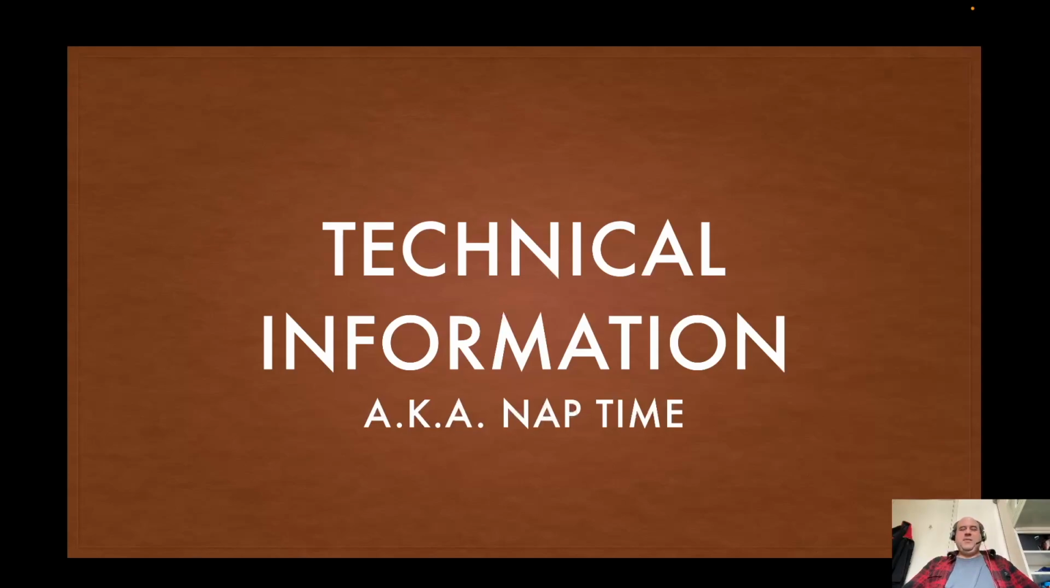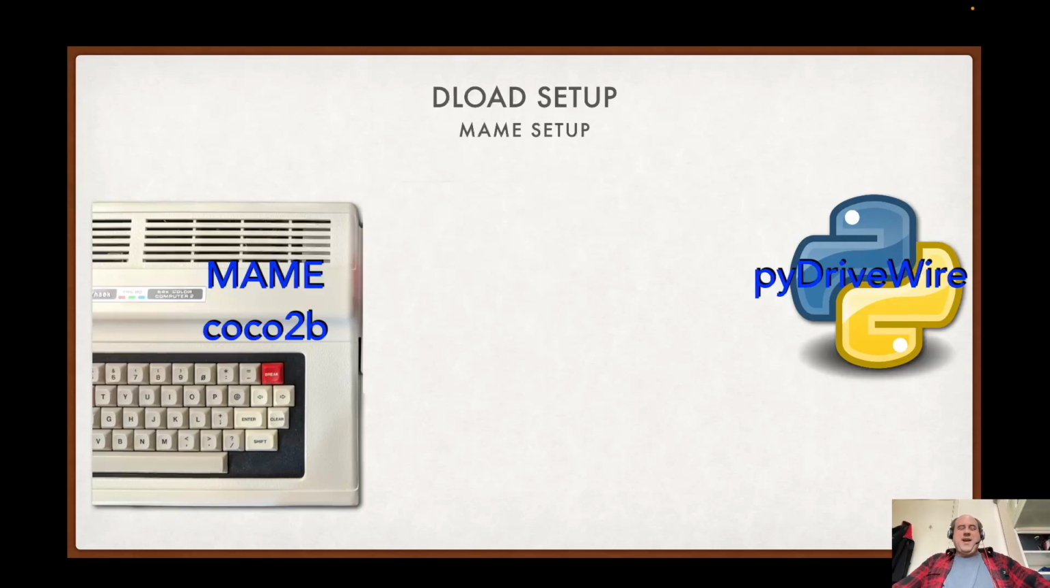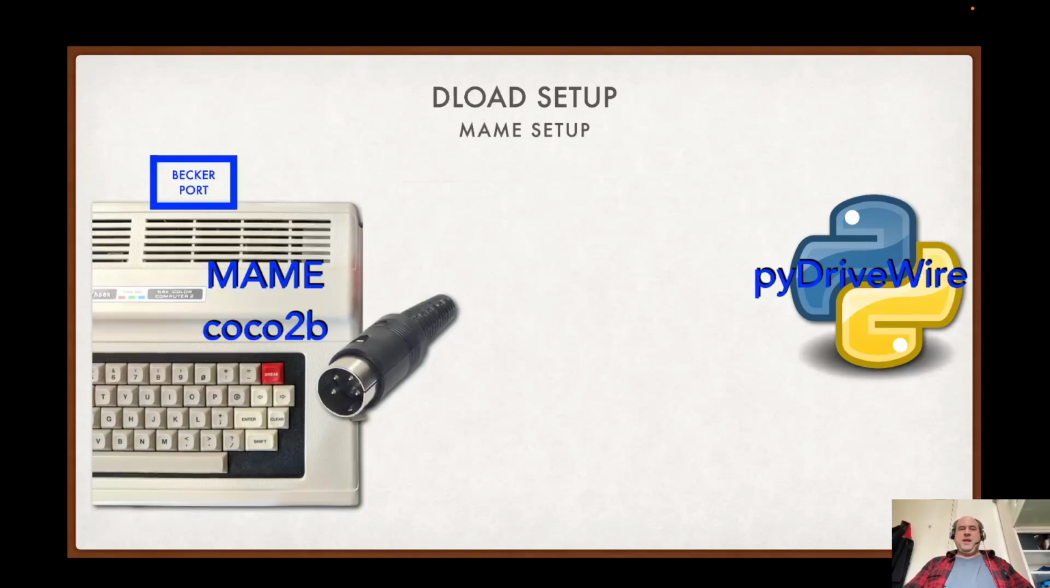Okay, now it's time for the technical information, also known as nap time. Let's get right into it. So on the left side, we have our Coco 2B, and the right side, we have pyDriveWire. And as I explained before, in the MAME setup, there are two different connections in between MAME and pyDriveWire. One of them is the Becker port, and the other one is the serial connection.